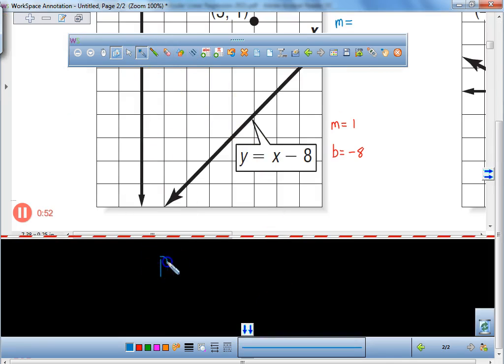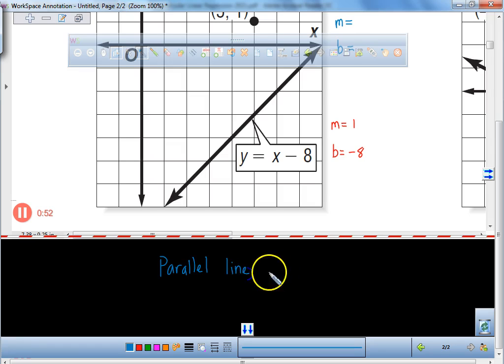Number 1 concept. Ready? Parallel lines have the, I'm going to put a blank, slope. What word do you think I'm going to put in the blank? That's right, the same slope.